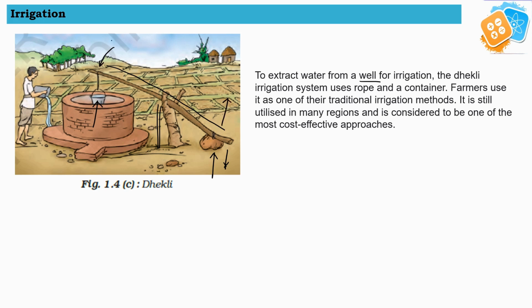So if there are two ends, A and B, and the bucket is filled with water, then the A end of the log will come up, and if it is emptied, there will be less weight, so it will go down into the well to get filled. It is still utilized in many regions and considered one of the most cost effective approaches, as the farmer puts the water here and he can water the field.